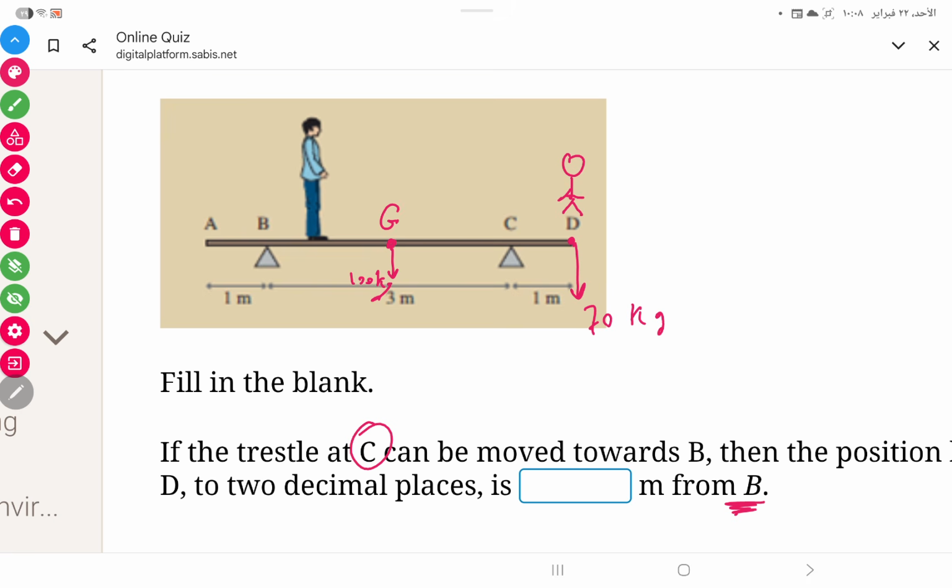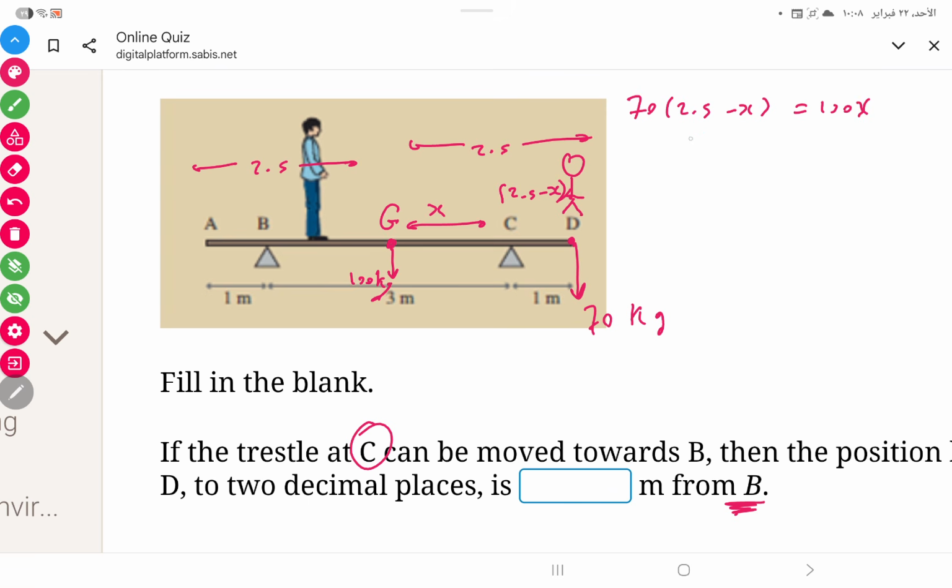Center of gravity in the middle. Remember, if the whole plank is 5, this means 2.5 here and 2.5 here. Okay, now let's say that this distance must be x. In this case, this distance would be 2.5 minus x. Now let's form an equation. 70 times (2.5 minus x) equal to 100 times x.